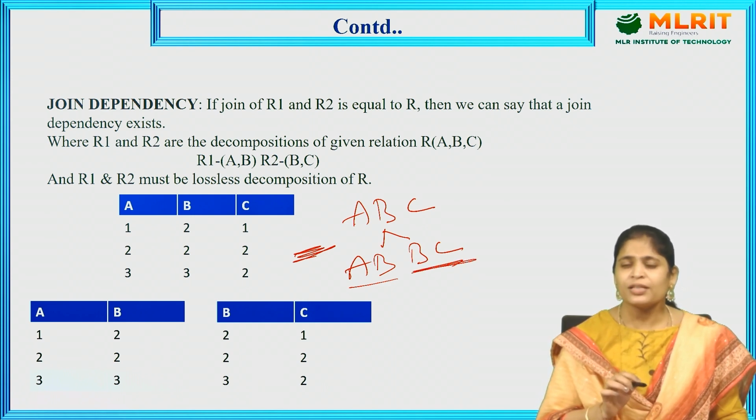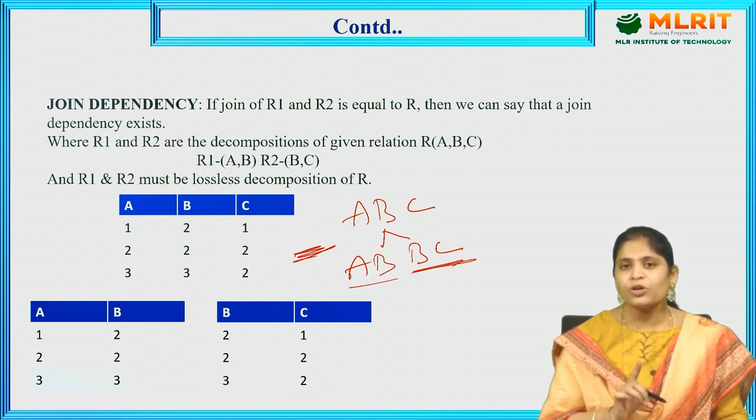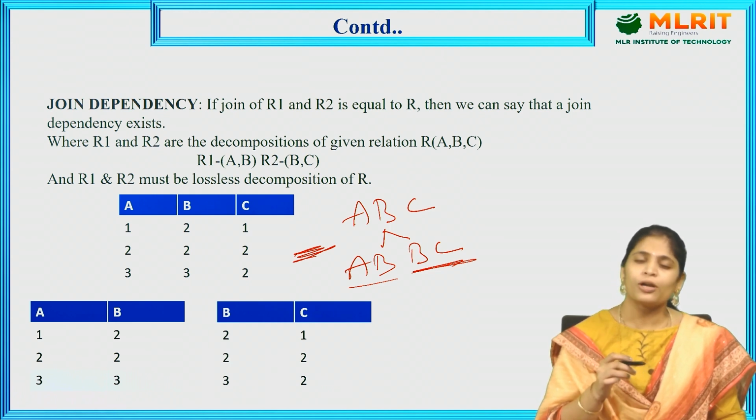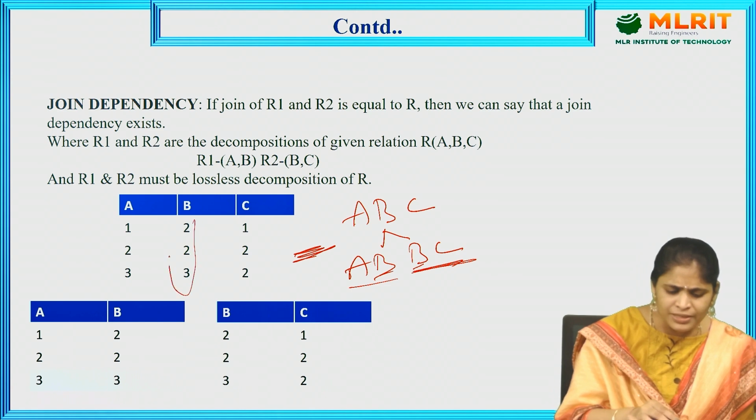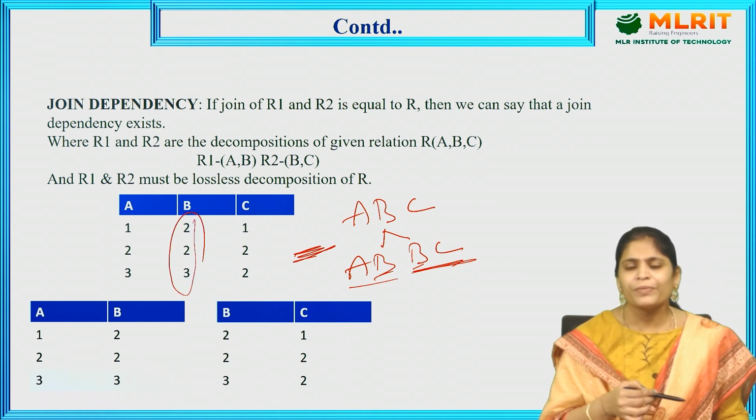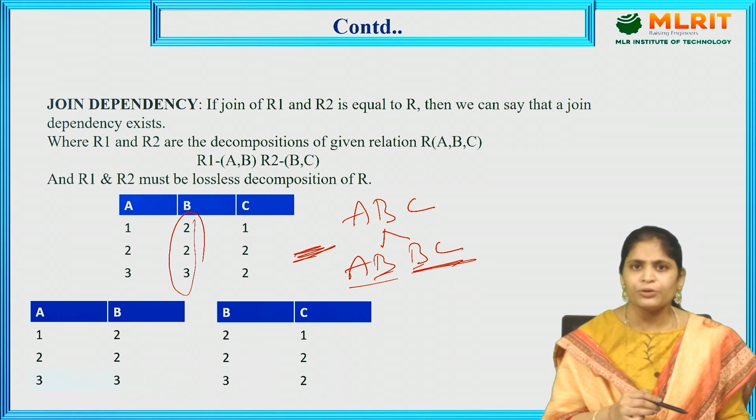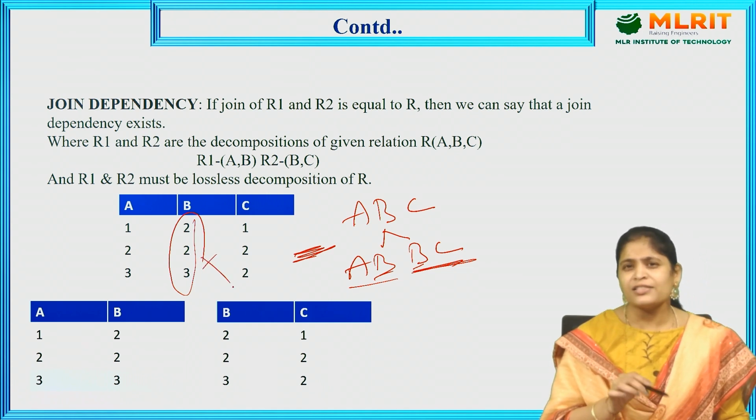So what is that one point? The common column must be a key value, a key attribute. Here B is nothing but a key attribute. Key attribute means what? It must be unique. Okay, B is not a key attribute. Therefore, it must not be considered as a common value.